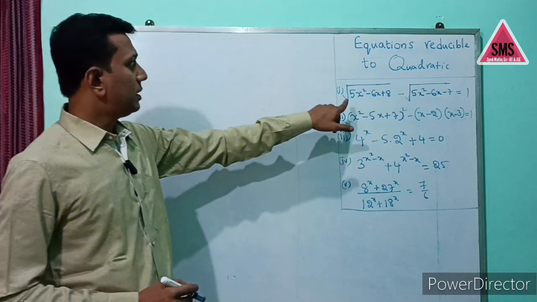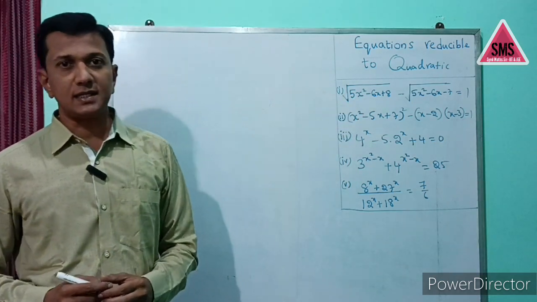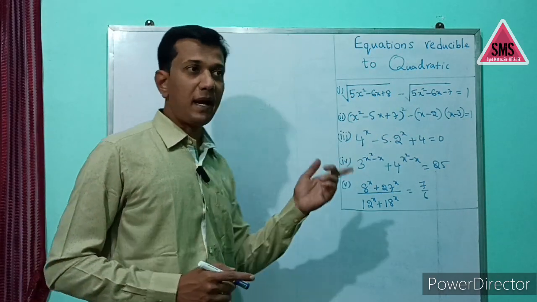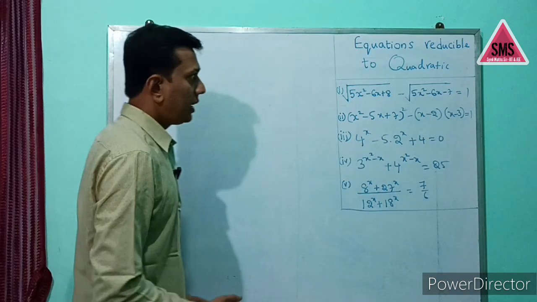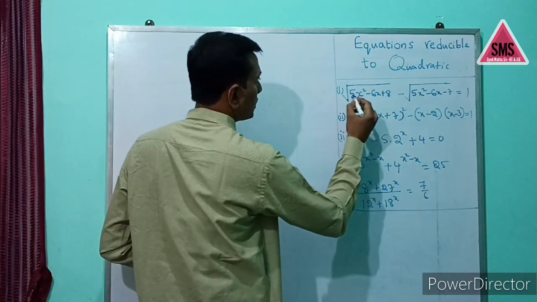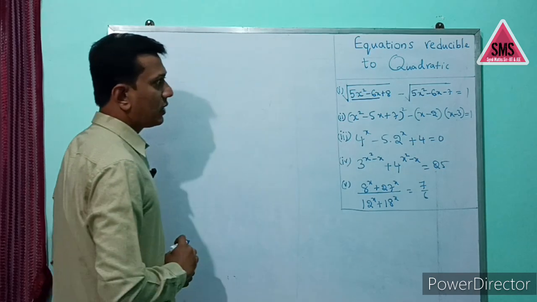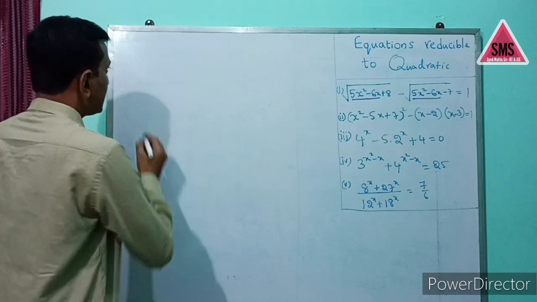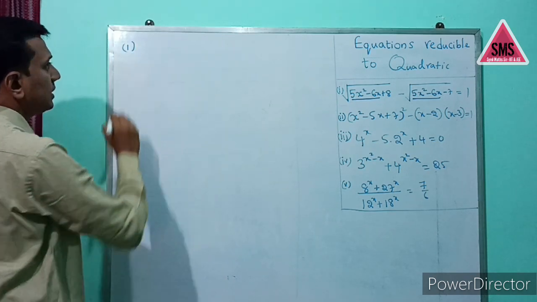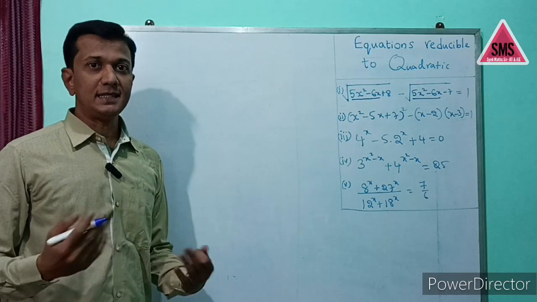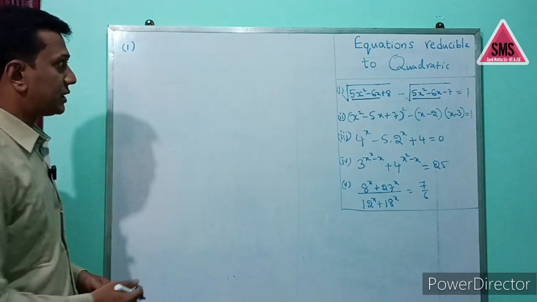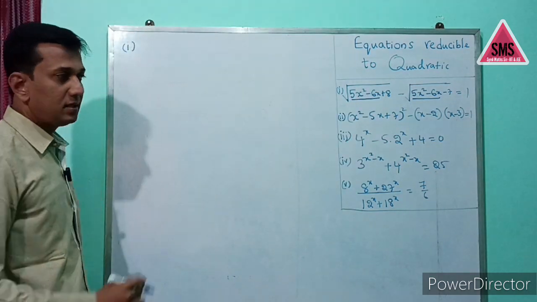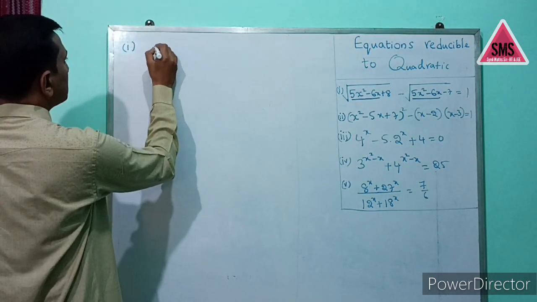The first one: square root of 5x square minus 6x plus 8 minus square root of 5x square minus 6x minus 7 equals 1. In these two, what is the common thing? 5x square minus 6x here and 5x square minus 6x here. To solve this one, I will treat 5x square minus 6x as some other variable for simplification. So let us consider 5x square minus 6x as some letter p.